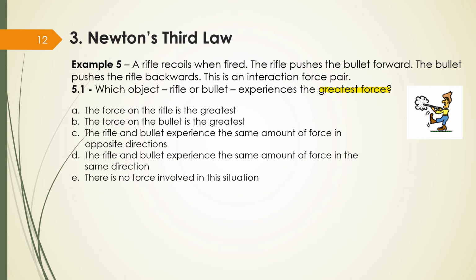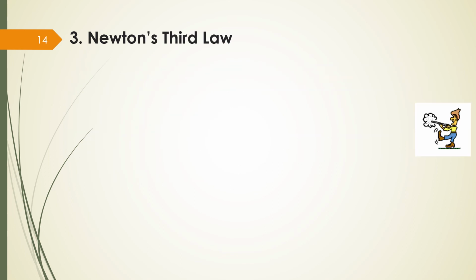The force on the rifle is the greatest. The bullet is the greatest. They have the same amount of force, but in opposite direction. They have the same amount of force in the same direction. Or there is no force at all. So this letter E makes no sense, right? There is force, of course. But which one has the greatest? No one. They have the same amount of force, but with the opposite direction. So the rifle and bullet experience the same amount of force in opposite direction.